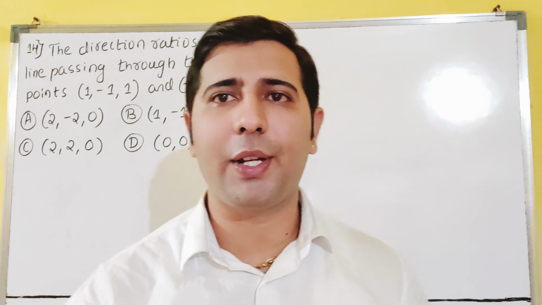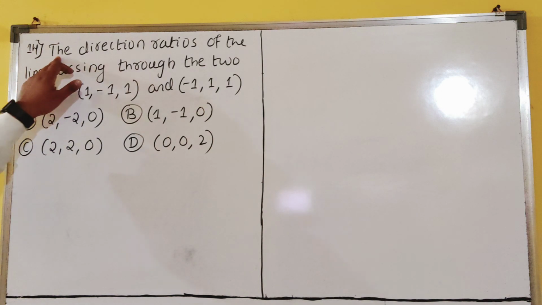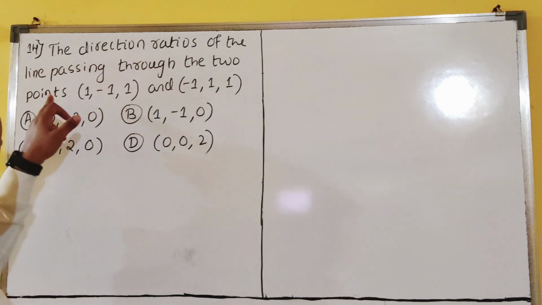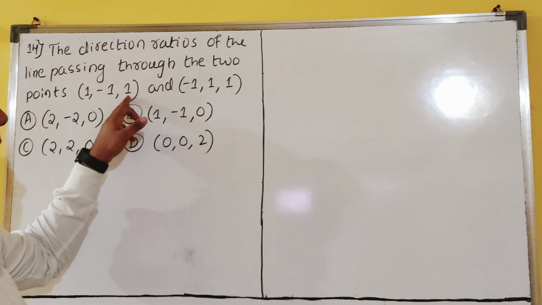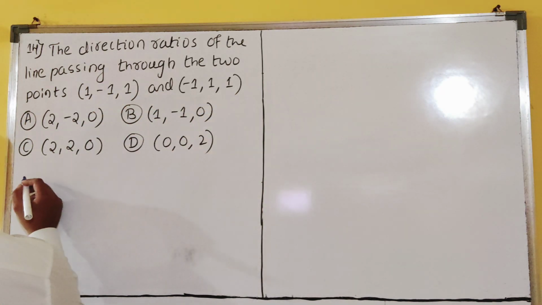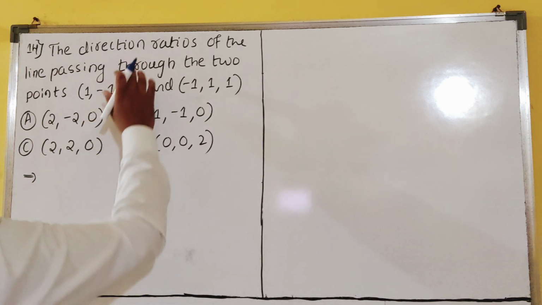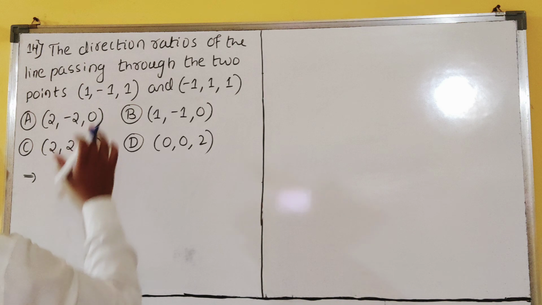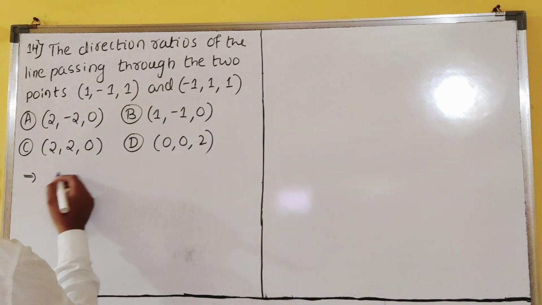Let us see the next question, dear students. Question number 14. The direction ratios of the line passing through the 2 points 1, minus 1, 1 and minus 1, 1, 1. However you do, dear students, now see here. We have to find the direction ratios. Now A and B are given here, dear students, as points.